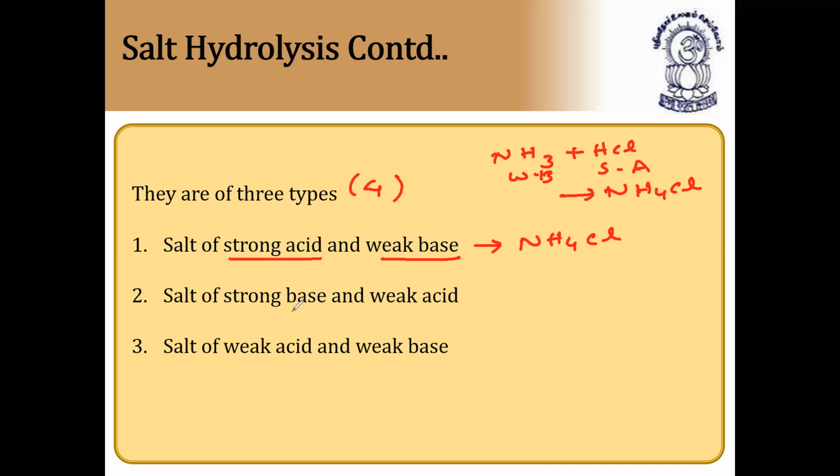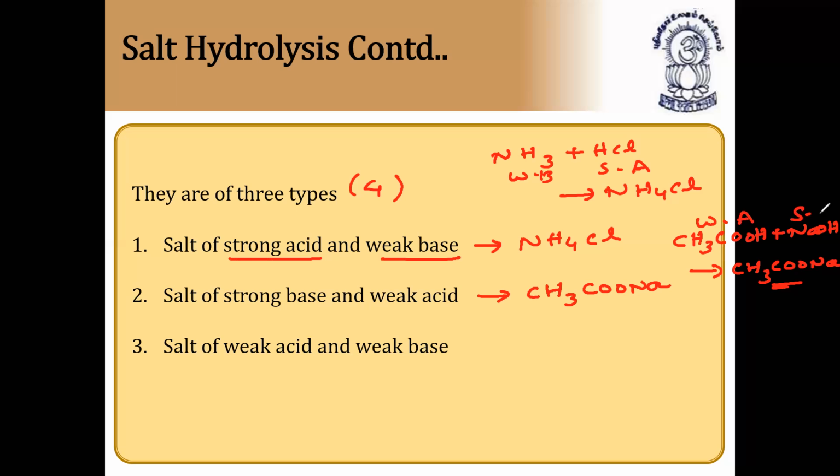The second type is salts of strong base and weak acid, like sodium acetate. We already know how we get sodium acetate: when acetic acid is treated with sodium hydroxide, it forms sodium acetate. So this is a salt of weak acid and strong base, because acetic acid is a weak acid and sodium hydroxide is a strong base.